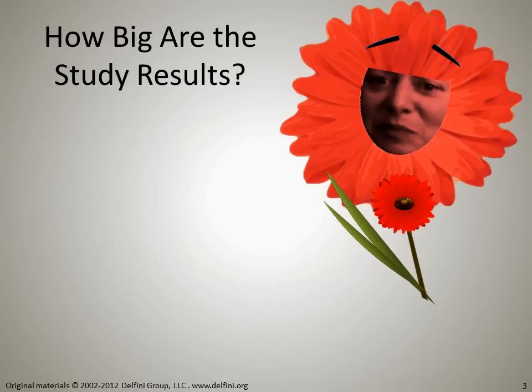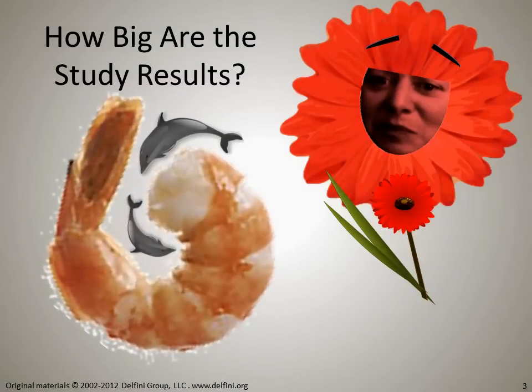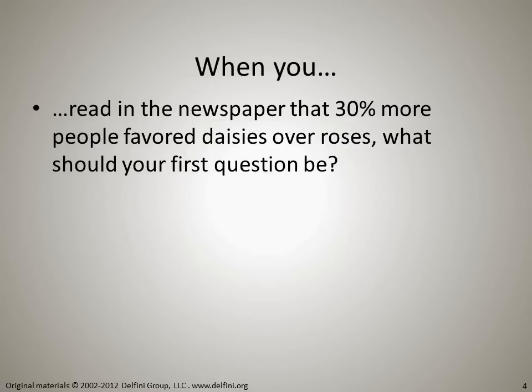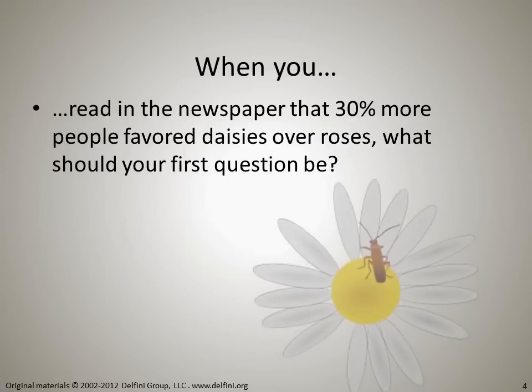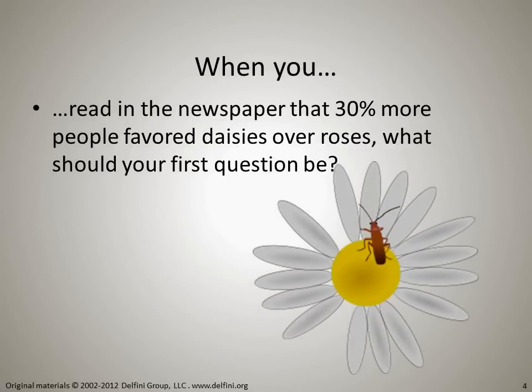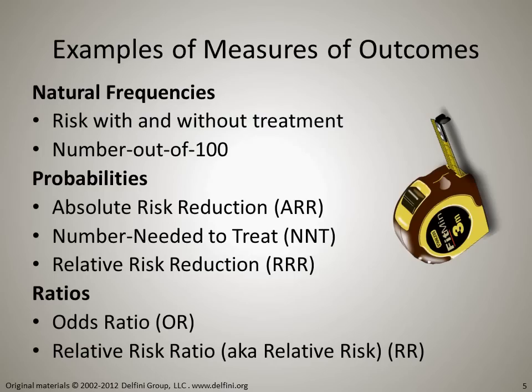My name is Sherry Streit, and I will be talking to you about how big are the study results. When you read in the newspaper that 30% more people favor daisies over roses, what should your first question be? The answer to this question, and many more, will be addressed in this training video as we explore the meaning behind various measures of outcomes.